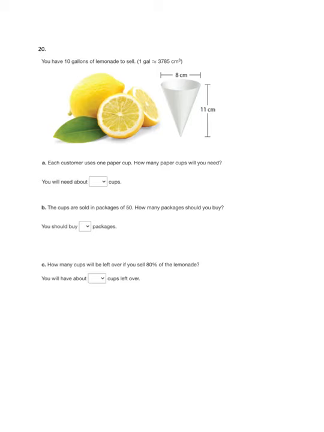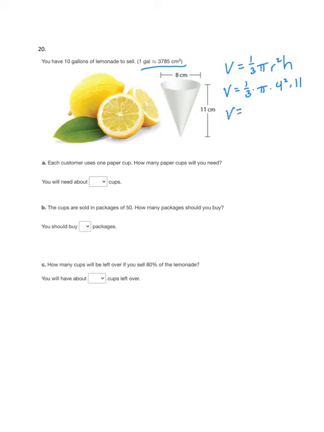All right, and then my next problem is this lemonade problem. I have 10 gallons of lemonade. I'm given a conversion from lemonades to cubic centimeters. I want to know how many cups I'm going to need. So first I better figure out what's the volume of this cup. So it's 1/3 of pi r squared h. So that's 1/3 times pi. My radius will be 4, so that's 4 squared times 11.